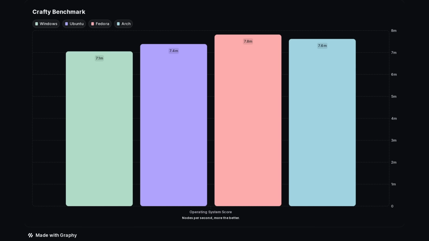In this case, more is going to be better, and we have Fedora definitely getting more at 7.8 million. Ubuntu and Arch are pretty close, with Arch taking a slight advantage, and then last place we have Windows at 7.1 million nodes per second.